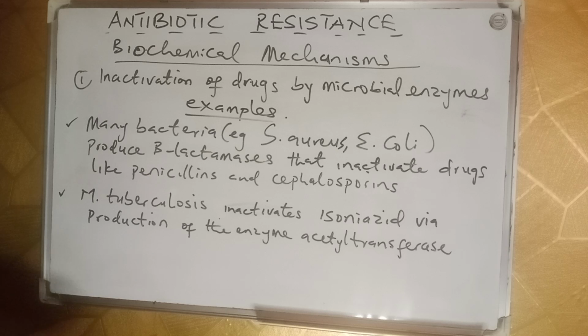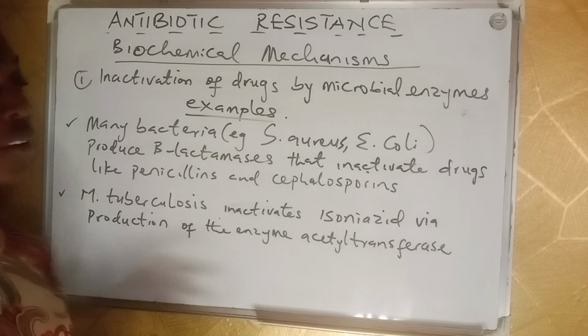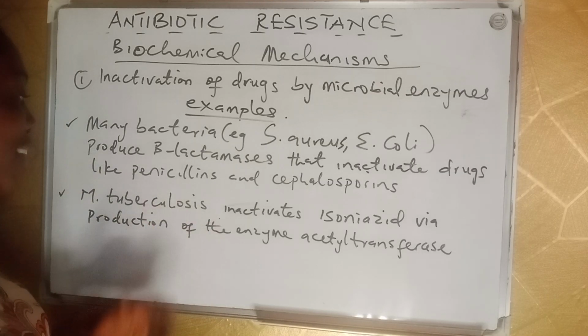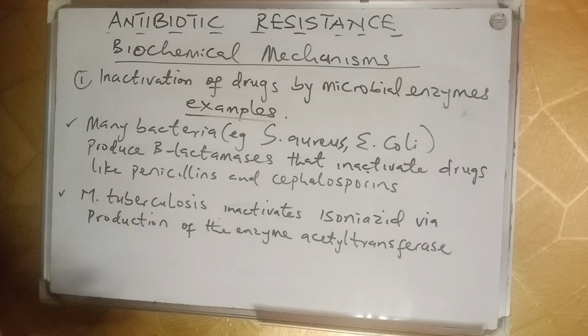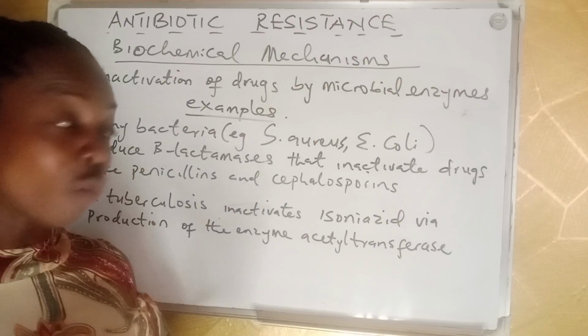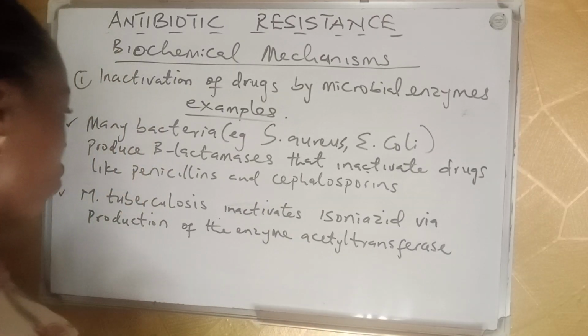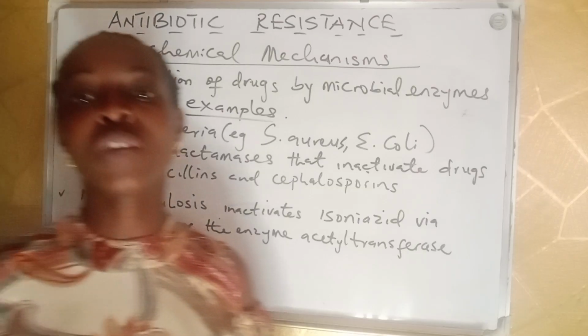Another microorganism that can destroy antibiotics by their enzymes is M. tuberculosis, the bacteria that causes tuberculosis in humans. They have the ability to produce the enzyme acetyltransferase in the presence of anti-tuberculosis drugs like isoniazid, thereby rendering this drug ineffective.